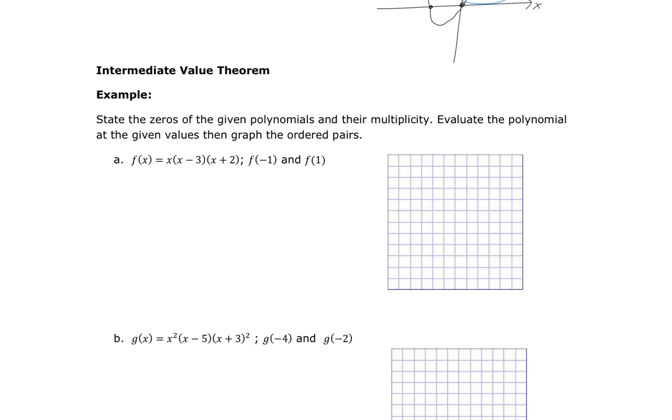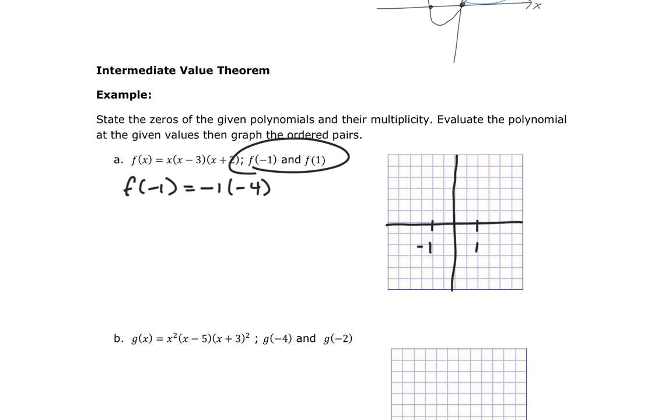What is the intermediate value theorem? Well, if we're asked to evaluate this, all I want to know is at 1 and negative 1. So let me put this on this graph. I'm going to put negative 1 into my function. I'm going to put positive 1 into my function. That's what this says. If I do f of negative 1, this is going to produce a negative 1. This is going to produce a negative 4. This is going to produce a positive 1.